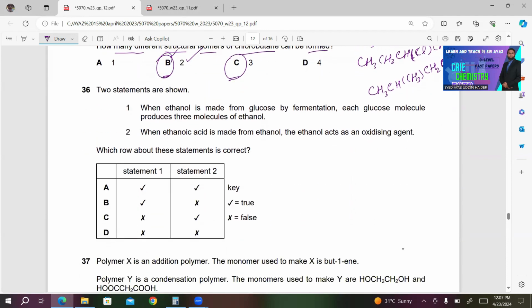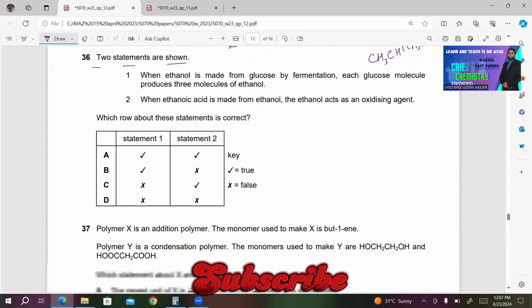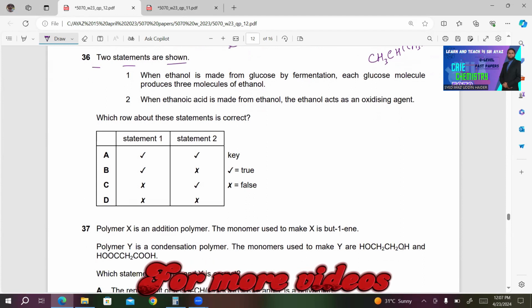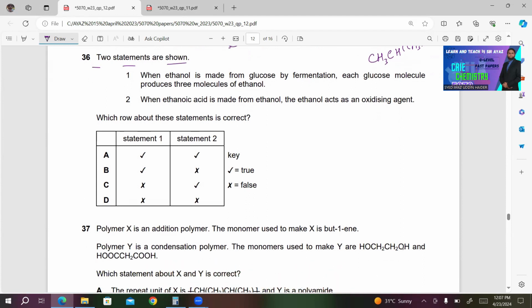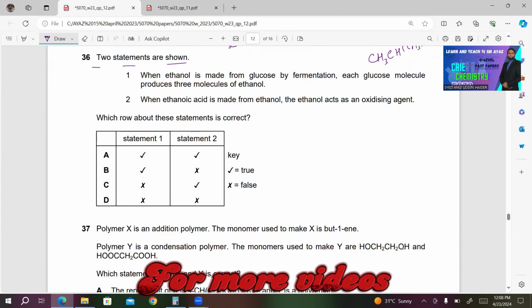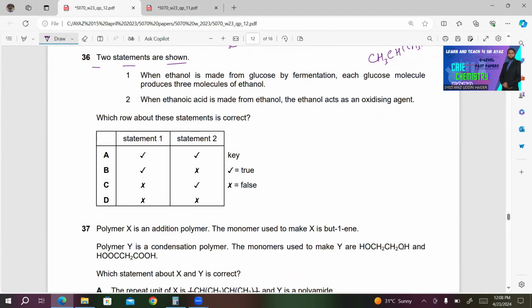So B is the right answer for this question. 36, 2 statements are shown. Number 1, when ethanol is made from glucose by fermentation, each glucose molecule produces 3 molecules of ethanol. Number 2, when ethanoic acid is made from ethanol, the ethanol acts as an oxidizing agent. Which row about these statements is correct?